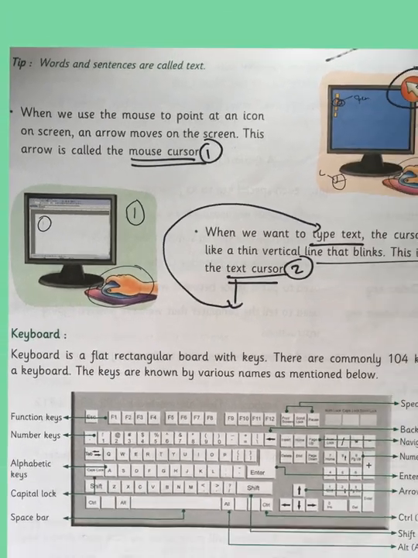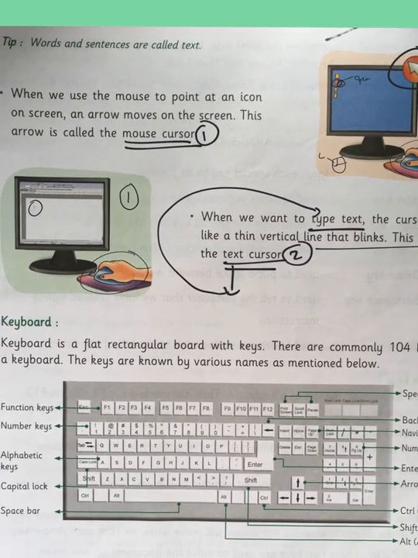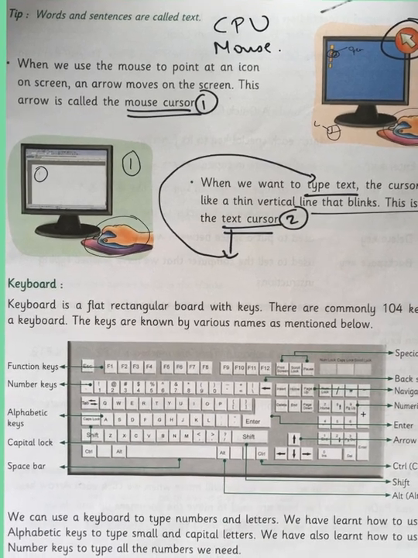So today in this lesson we learnt about 2 important parts of a computer. First one was the CPU, which is the brain of the computer, and next was the mouse. So we will study about the keyboard in the next class.